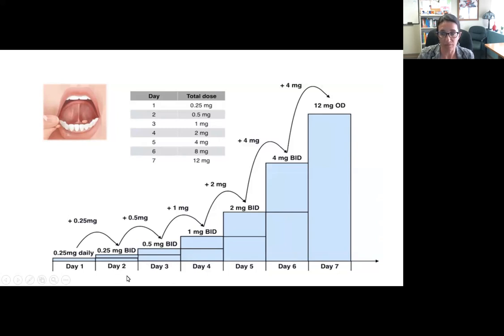But then they would go up to the 0.25 twice a day, step that up on day 3, etc., all the way up to day 7. In this method, getting up to 12 milligrams by day 7. And then the idea would be that there's enough receptor coverage at that point with buprenorphine, which again has a higher affinity than most of the other opioids, and then stopping the other opioid.